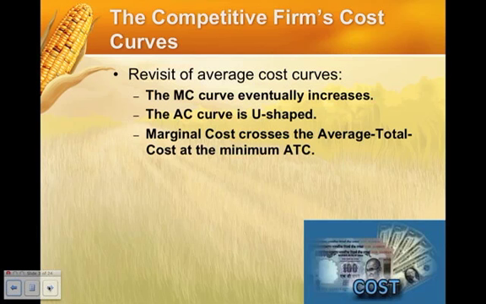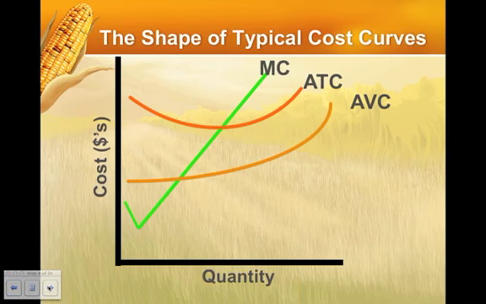In the last chapter, just a reminder that the marginal cost curve eventually increases. It kind of looks like a check mark, if you remember that. The average cost curve is U-shaped, and the marginal cost curve is always going to cross the average total cost curve at the minimum point. So here's a graph of that. The marginal cost curve is the check mark. The average cost curve is downward sloping, and then it hits the marginal cost curve and goes back up.